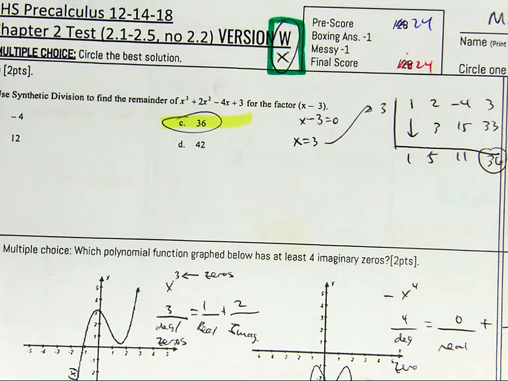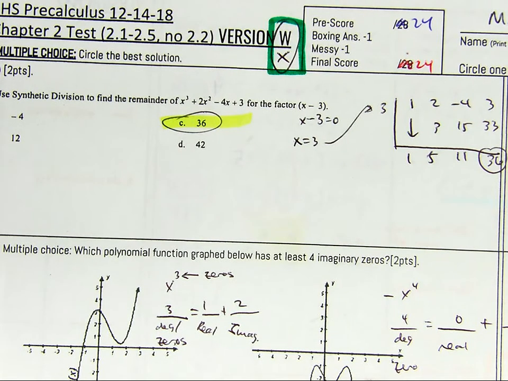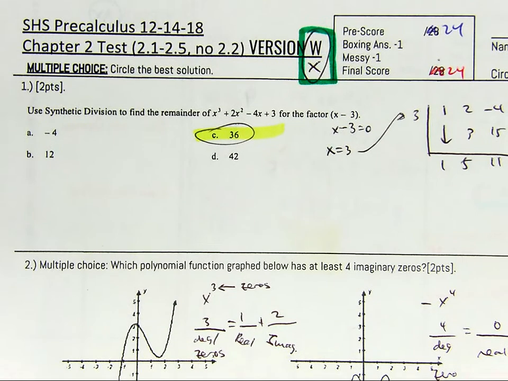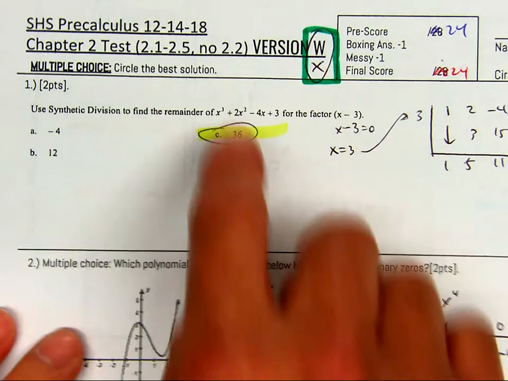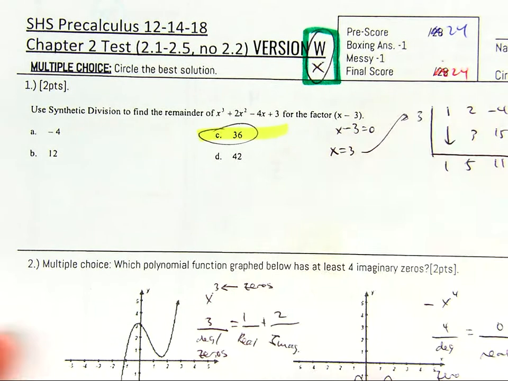This was the Precalculus Chapter 2 test taken on December 14th, 2018. This is versions W and X, and remember to cross that off. Your test is out of 24, not 28.